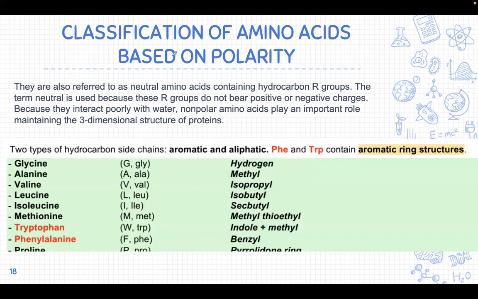So these are the classification of amino acids based on polarity. Non-polar amino acids are also referred to as neutral amino acids because they contain hydrocarbon R groups. The term neutral is used because these R groups do not bear positive or negative charges, and they interact poorly with water. Non-polar amino acids play an important role in maintaining the three-dimensional structure of proteins. So two types of hydrocarbon side chains: we have the aromatic and the aliphatic. So ito yung mga aromatic ring structures. Okay, pakabisado.